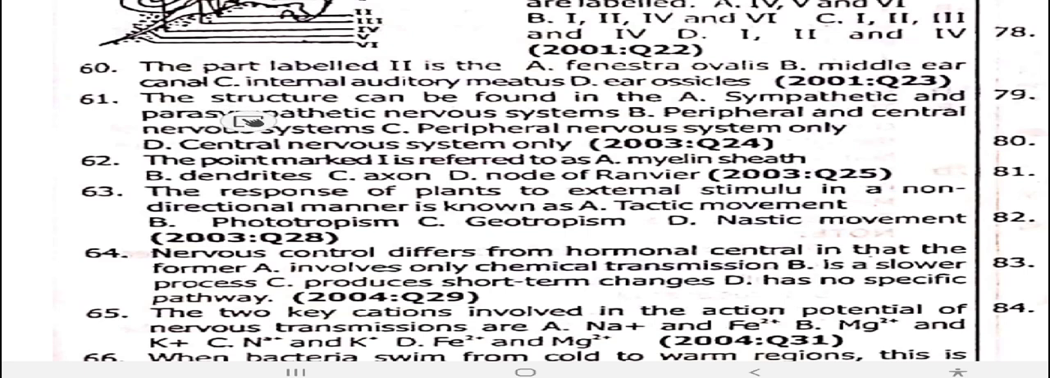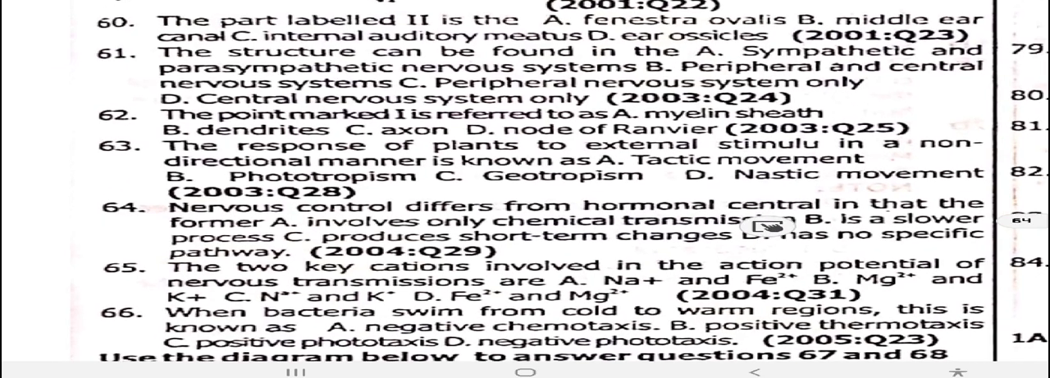Next, we said the structure can be found in 61. The diagram is not given. That 61 and 62 diagram is not given. We'll move on. 63. The response of plants to external stimulus that is non-directional is called nastic movement. 63 is D.